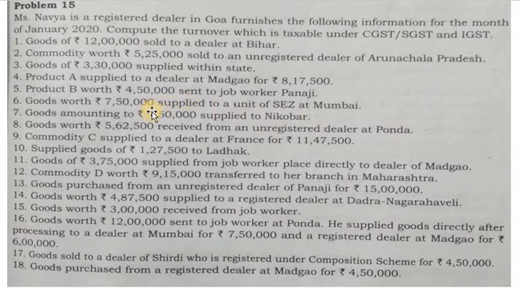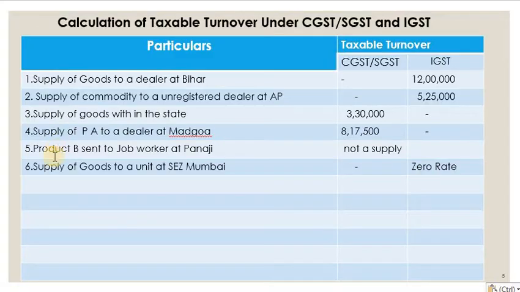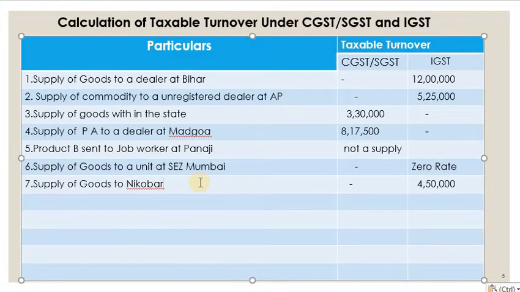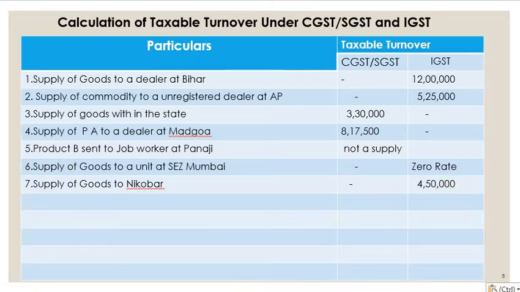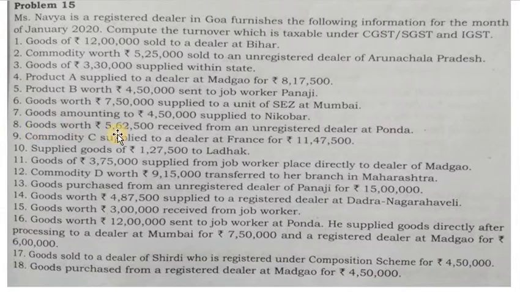Which tax will be levied on this? It is IGST. So let's write in IGST column. I have written supply of goods to Nicobar. So CGST, SGST nil, 4,50,000 in IGST column. Let's go to the eighth one. Goods worth rupees 5,62,500 received from an unregistered dealer at Ponda.